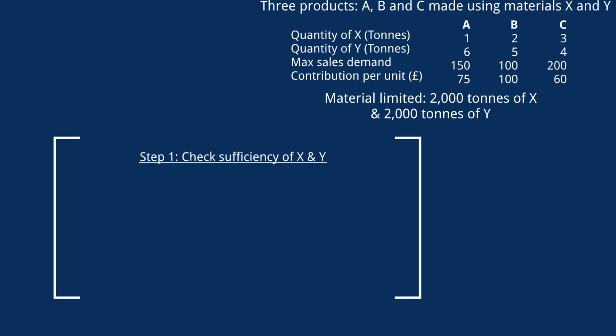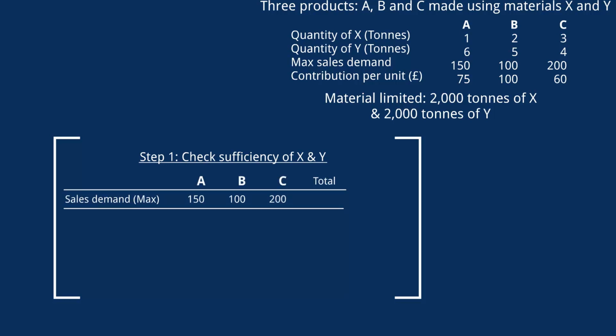We have 2,000 tons of each. Is that going to be enough to produce all that we can of products A, B, and C to meet our maximum sales demand? So we bring the sales demand down into step 1. We can sell 150 for product A, 100 for product B, and 200 for product C. And the material X required is as follows: 1 ton for product A, 2 and 3 for B and C respectively. So the total amount of material X we use in production if we were going to produce as many products as we can for each of our 3 products is as follows.